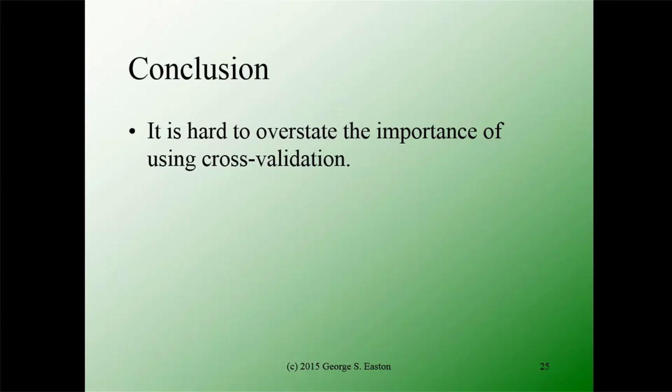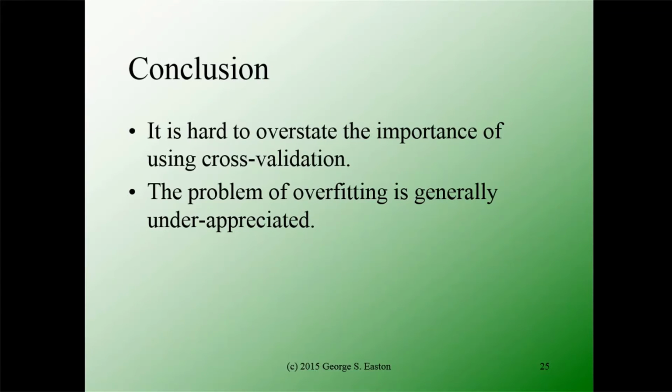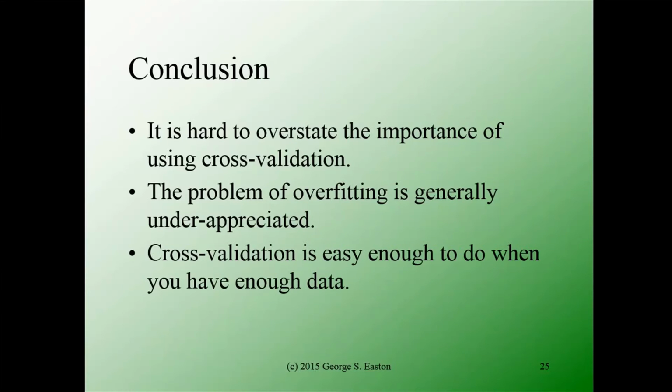So now, in conclusion, it is really hard to overstate the importance of using cross-validation in data science, and really any time that you have enough data that cross-validation is feasible. This problem of overfitting of the data is generally very much underappreciated. It's really not especially intuitive. And if you have enough data, cross-validation is easy enough to do. So you should basically always do it so that you get an out-of-sample assessment of whether or not the model that you are considering is in fact overfitting the data.